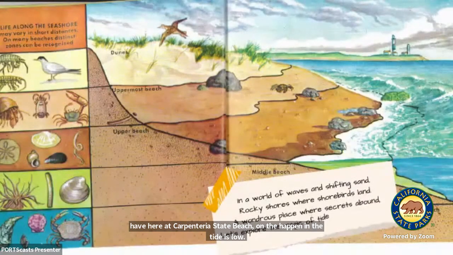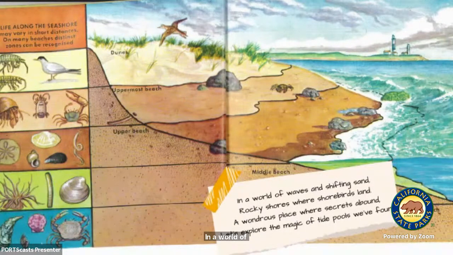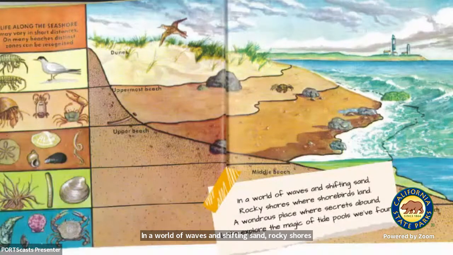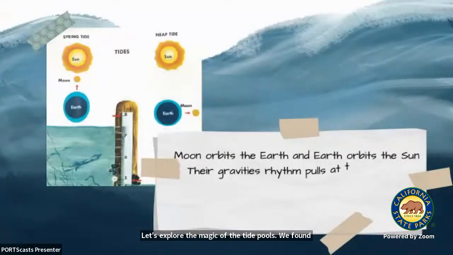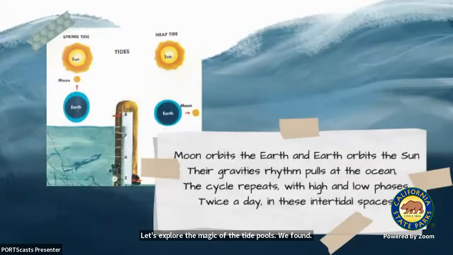In a world of waves and shifting sand, rocky shores where shorebirds land, a wondrous place where secrets abound, let's explore the magic of the tide pools we've found. Moon orbits the earth and earth orbits the sun. Their gravity's rhythm pulls at the ocean. The cycle repeats with high and low phases, twice a day in these intertidal spaces.